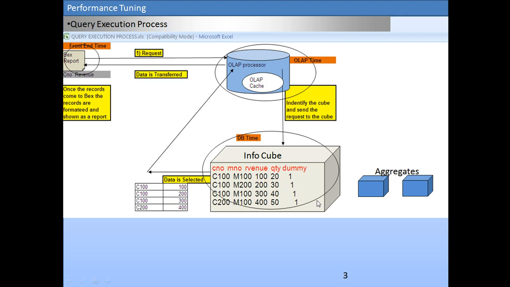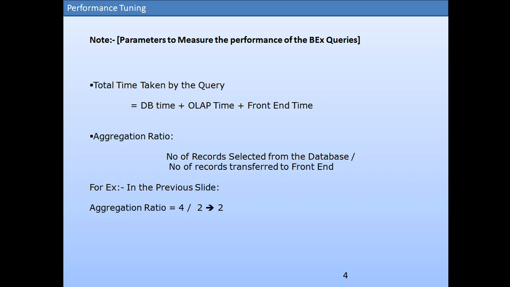So it actually spends some time in the database layer, some time in the OLAP processor, and some time in the front end. The time spent at the database level we call DB time. The time spent by the OLAP processor we call OLAP time, and the time spent by the front end for formatting we call front end time. Now can I say the total time taken by the query is DB time plus OLAP time plus front end time? All these 3 together are the time taken by the query. You know about DB time, OLAP time, and front end time now. All these 3 add up to the total time taken by the query.